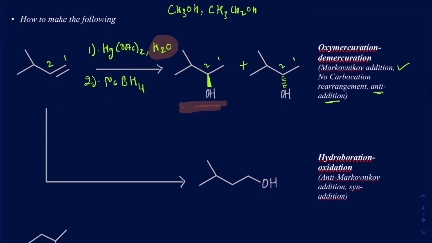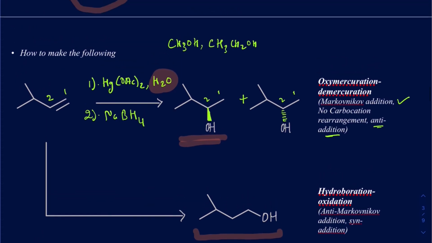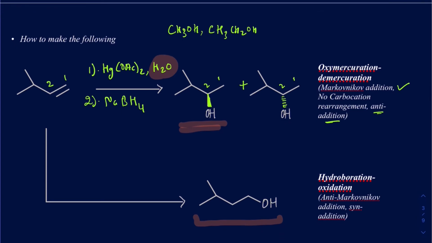Let's look at another question where, okay, what if I want to make this particular product here, with this particular alcohol? So what's really the difference between this alcohol that we're trying to make and the one we just made earlier? Well, if you look at it, it's actually an anti-Markovnikov addition where your OH is getting added to that terminal carbon that has more hydrogens attached to it. So that particular reaction would be called a hydroboration-oxidation.